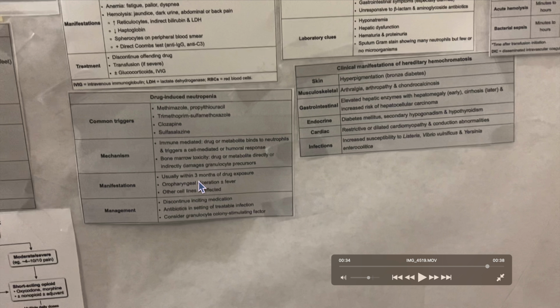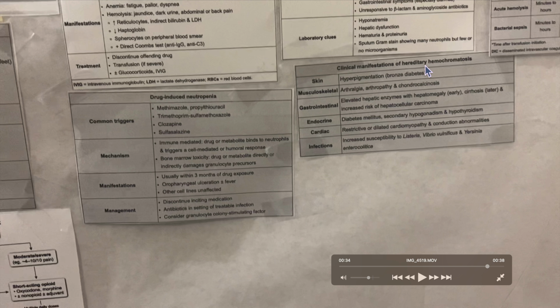Now, manifestations here usually occur within 3 months of drug exposure: oropharyngeal ulceration with or without fever, other cell lines unaffected. Management here is discontinue inciting medications, antibiotics for treatable infection, and consider granulocyte colony stimulating factor. Okay, again, the common triggers, and those are the important ones for drug-induced neutropenia: methimazole, PTU, TMP-SMX, clozapine, and sulfasalazine.